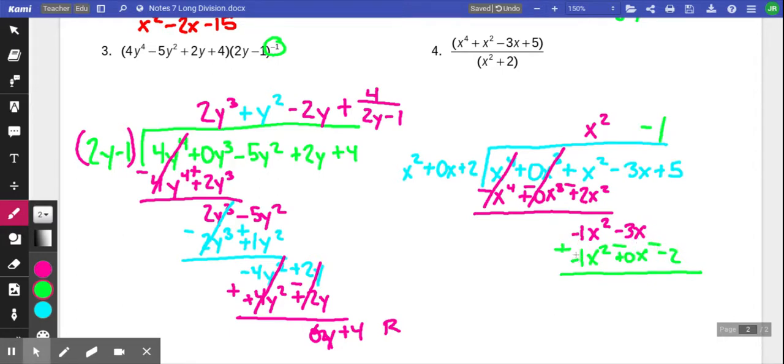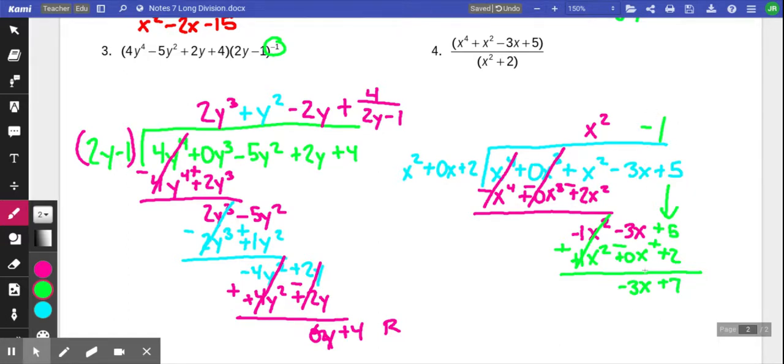So double negatives will change to plus, and negative 1x squared plus 1x squared will eliminate. Negative 3x minus 0x is going to give me a negative 3x. And then I also have this double negative here, which will change to a plus. I don't have anything, so I also need to bring down the positive 5. And so that means I need to take 5 plus 2, which is going to give me positive 7. Okay, so this was my last term.